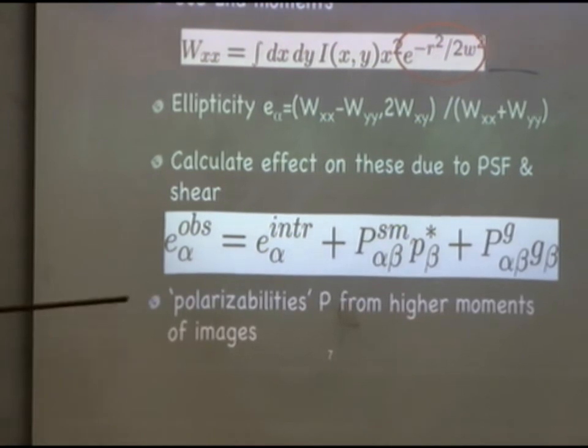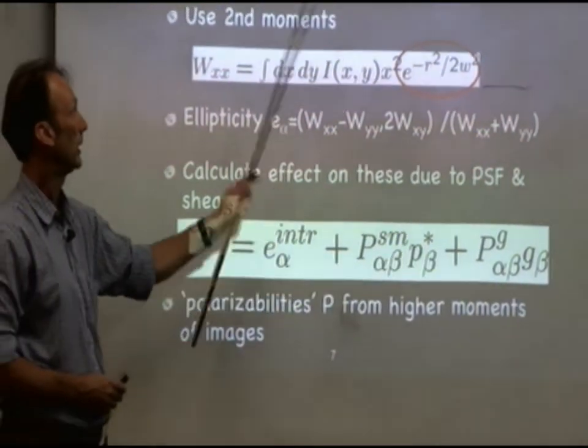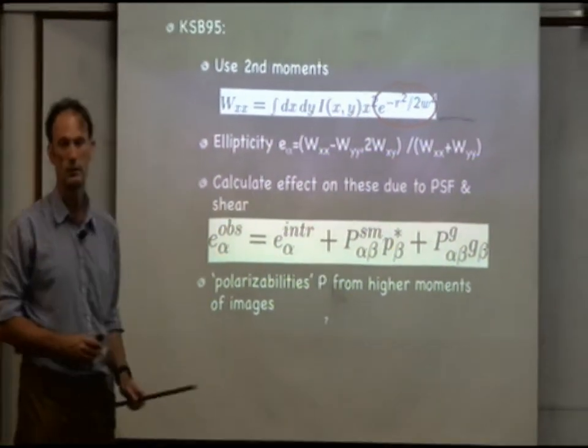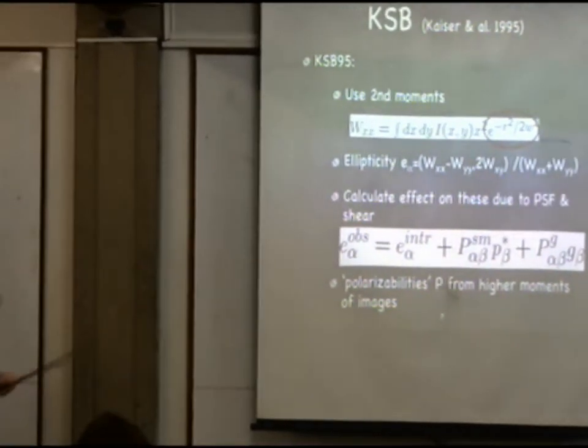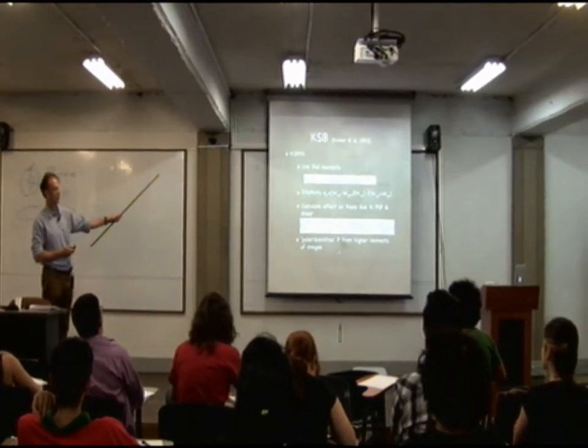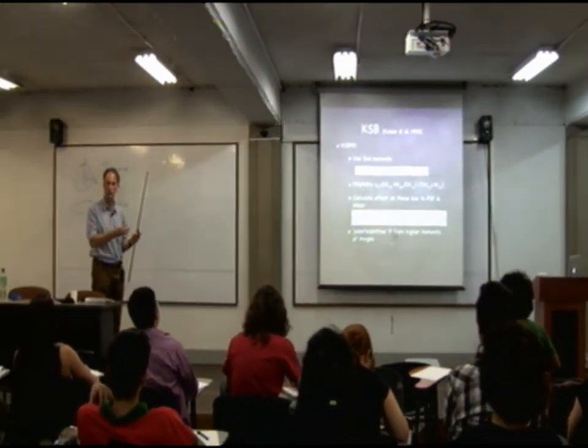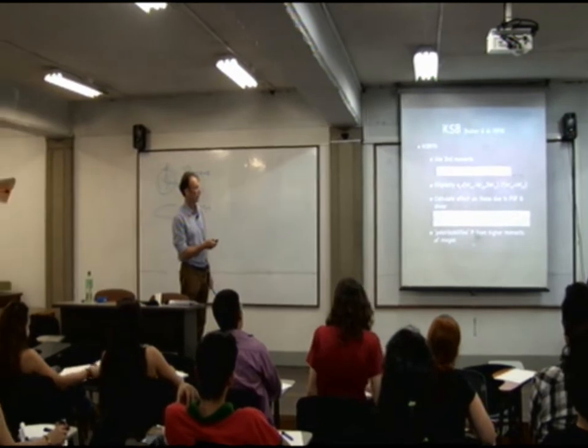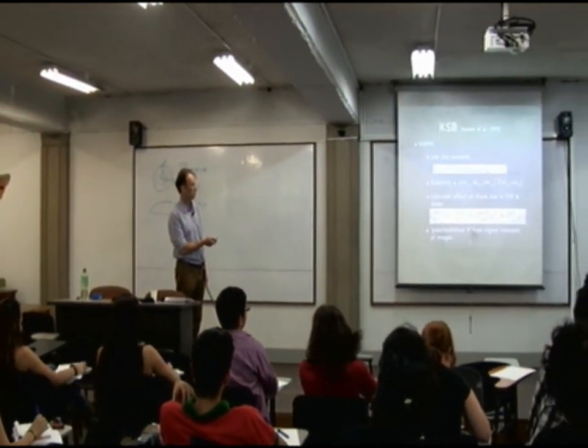And so these polarizabilities, which are these P's, this whole KSB paper is about how you calculate these from galaxies. So that becomes very technical. It's not very interesting to know the details, but the point is that there is a way to measure these ellipticities in such a way that we can use them to figure out the strength of the weak lensing effect.